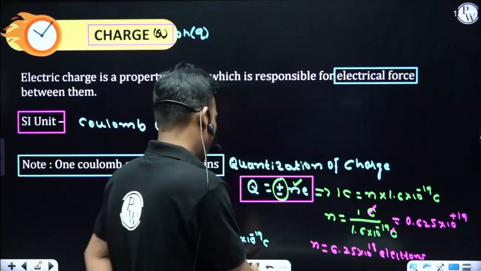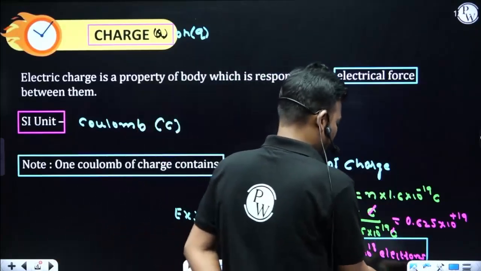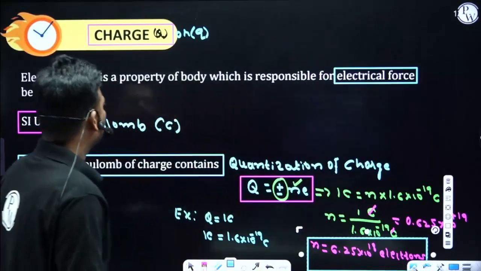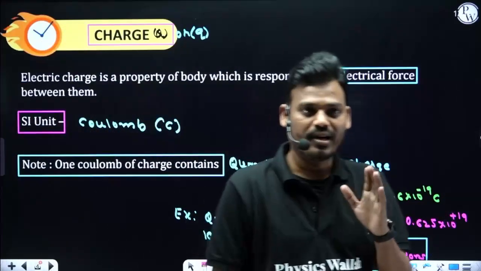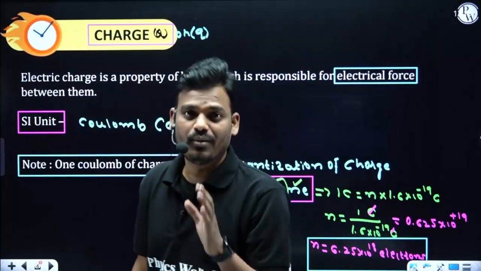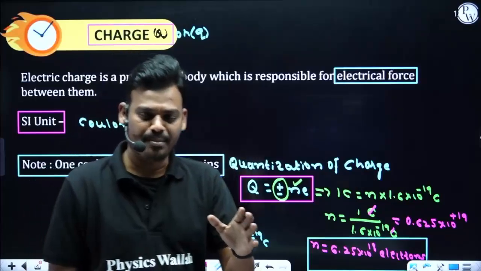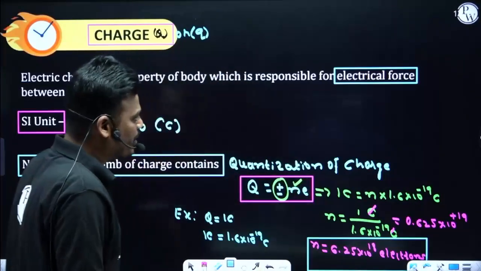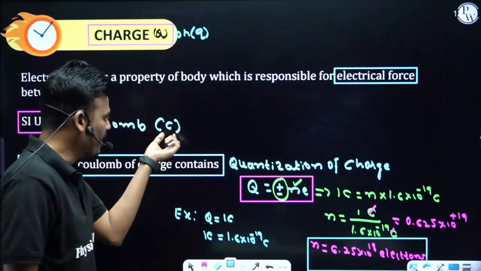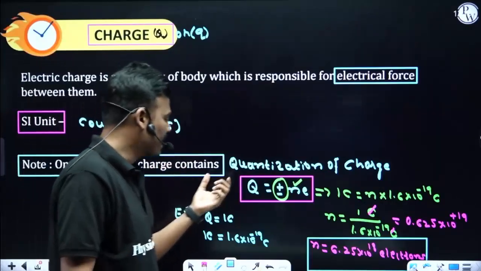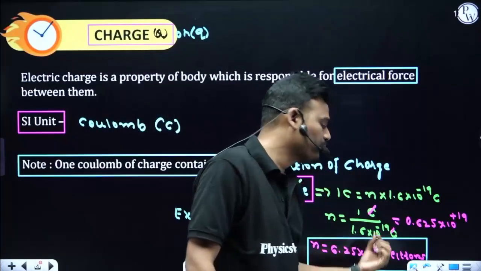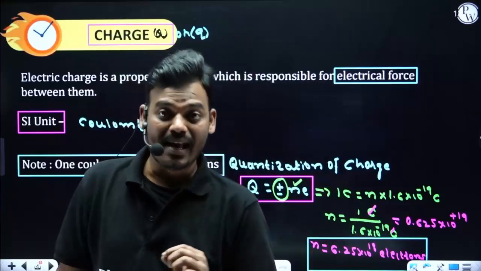Okay, 18 electrons, n value. Got it? Now, so already we got to know what is the charge. Charge is the property of a body which is responsible for electrical force between them. The SI unit is the coulomb, represented by capital letter C. And 1 coulomb of a charge contains how many electrons? 6.25 into 10 power 18 electrons.